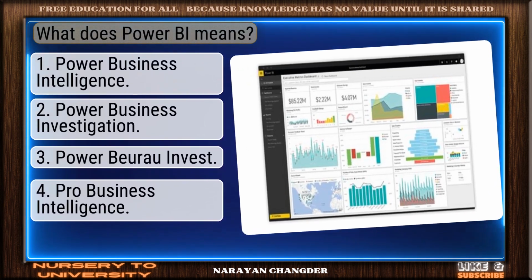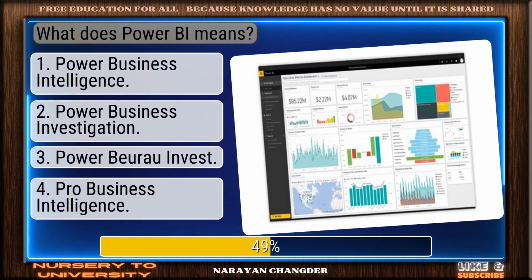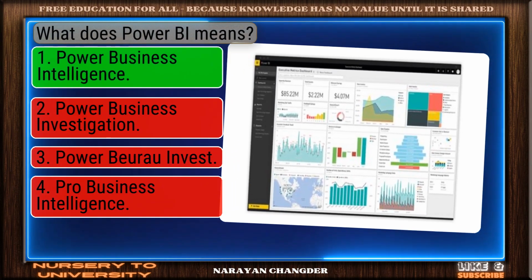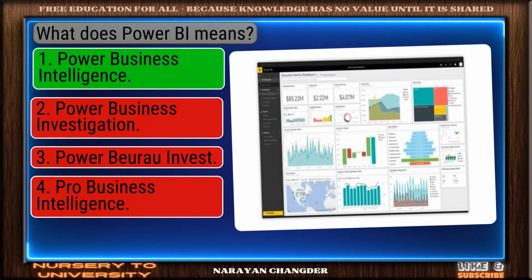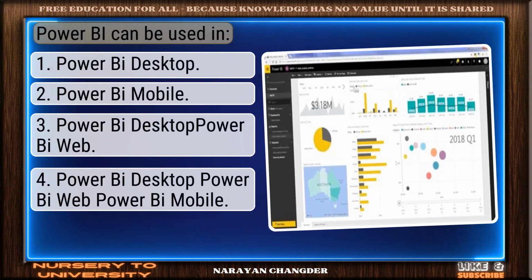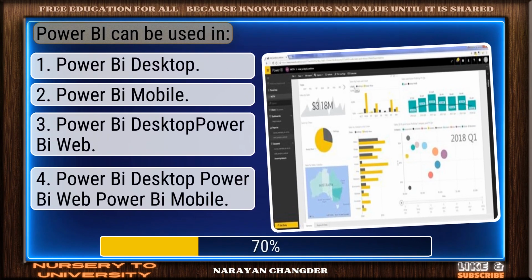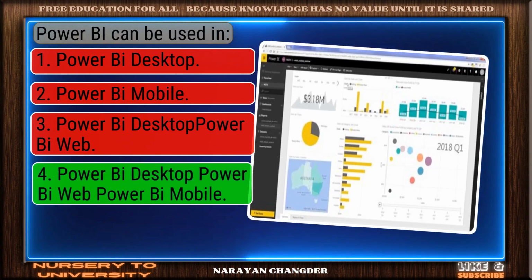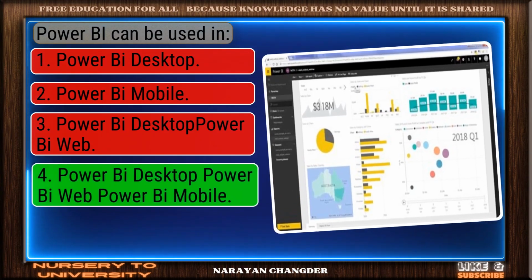Question number 76. What does Power BI mean? Excellent. Power Business Intelligence is a brilliant choice. Question number 77. Power BI can be used in? Well picked. Power BI Desktop, Power BI Web, Power BI Mobile is the correct answer.